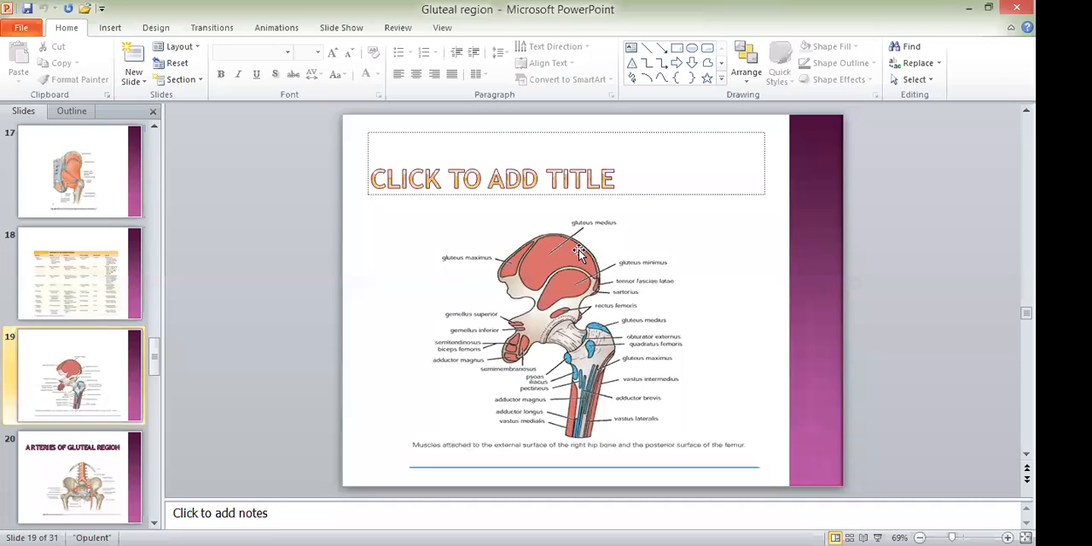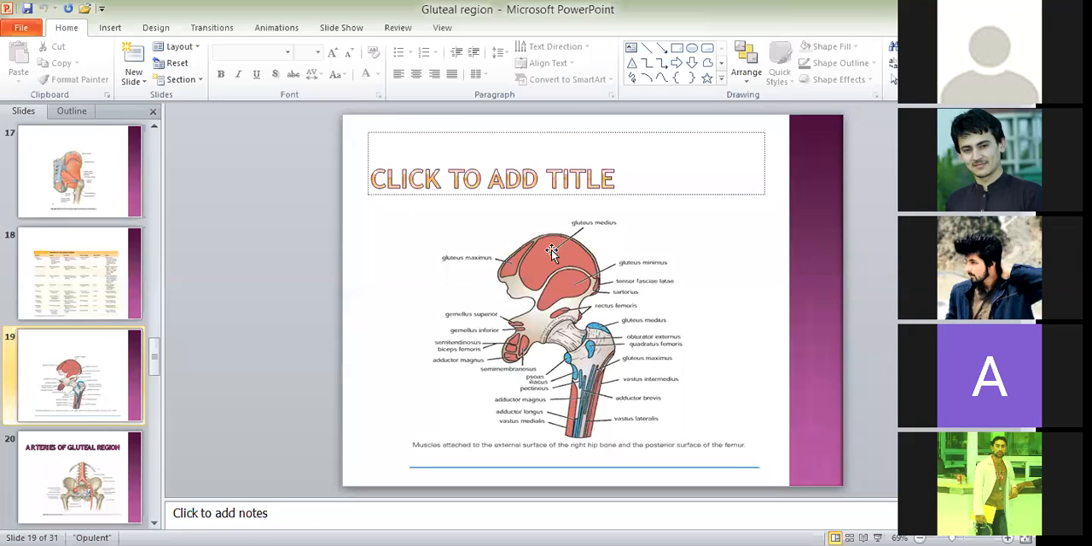Gluteal medius muscle is a muscle between the gluteal maximus and the gluteal minimus muscle. From here, gluteal medius muscle arises. Okay, it is inserted here into the greater trochanter of the femur.